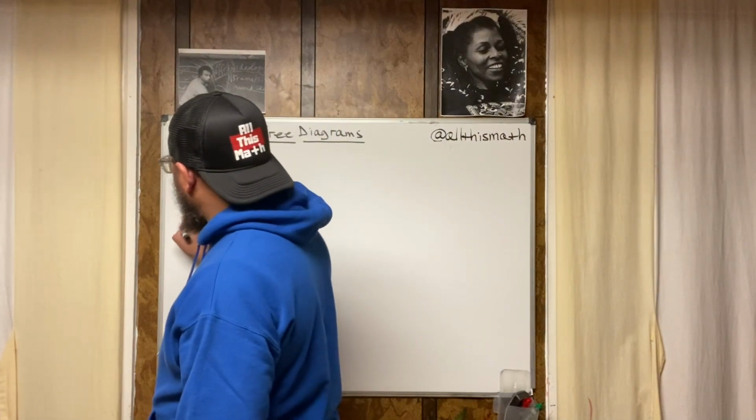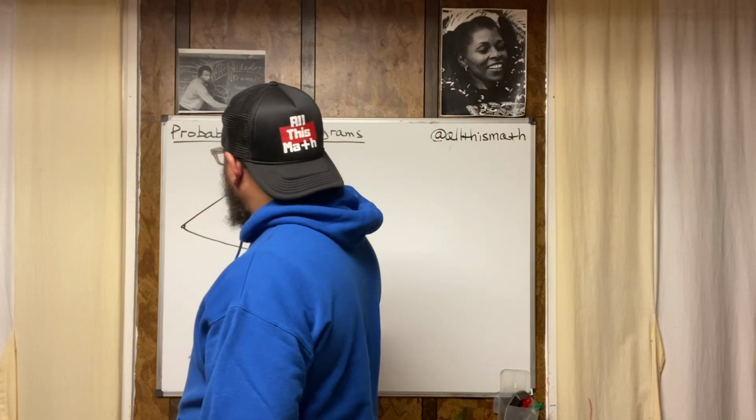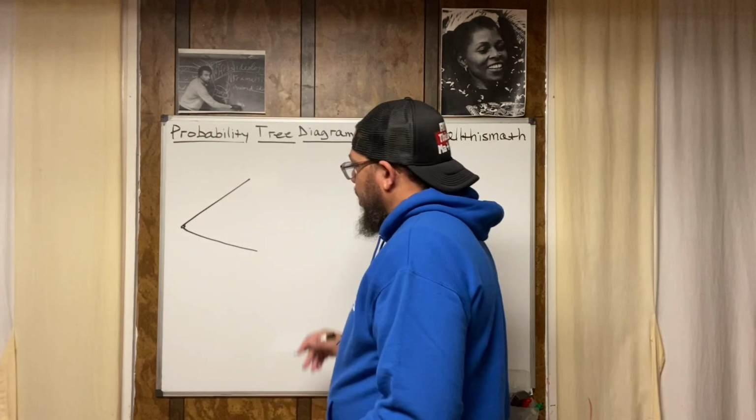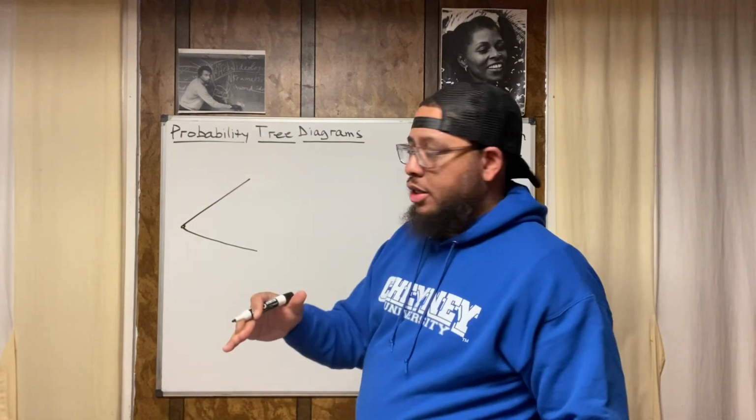So let's start here, and these are our first 2 branches, all right? So this represents Jakisha, because remember, we're talking about Jakisha in this problem, right?